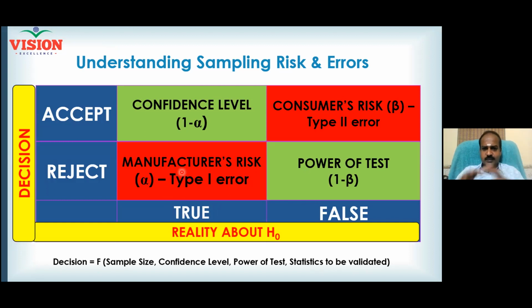Can it happen? Product is good, you still as a quality engineer reject the product. Possible or not? Possible. That is called type 1 error. That is called manufacturer risk. Why? Because product is good, but you are rejecting. Now who is losing the money? Manufacturer is losing the money. So that type of error is called manufacturer risk.